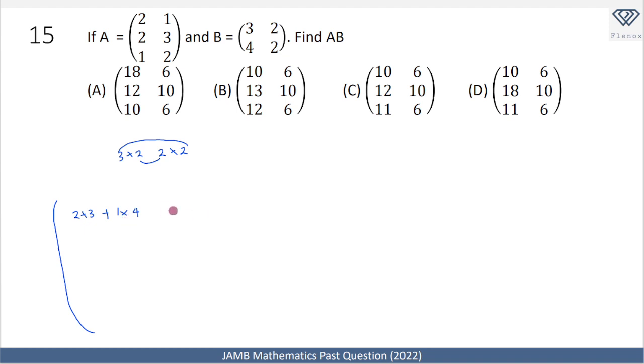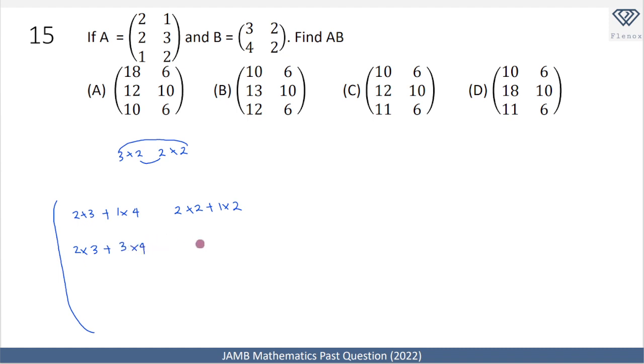Now for the second one, I'm just going to repeat that same process. So I'm going to have this 2 times this 2, plus this 1 times this 2. That'll be 2 times 2 plus 1 times 2. And I'm going to repeat the same process. I move on to the second row over here. So that'll be 2 times 3 plus 3 times 4.